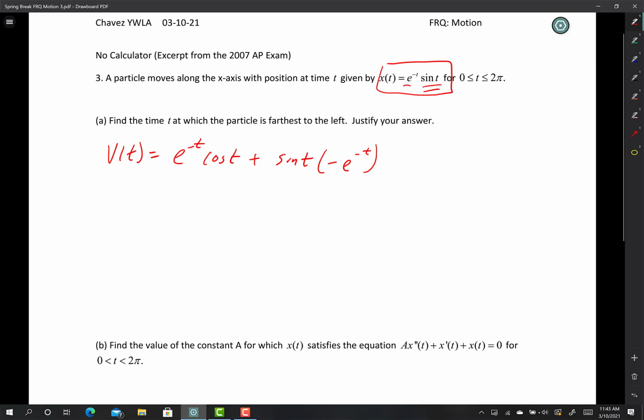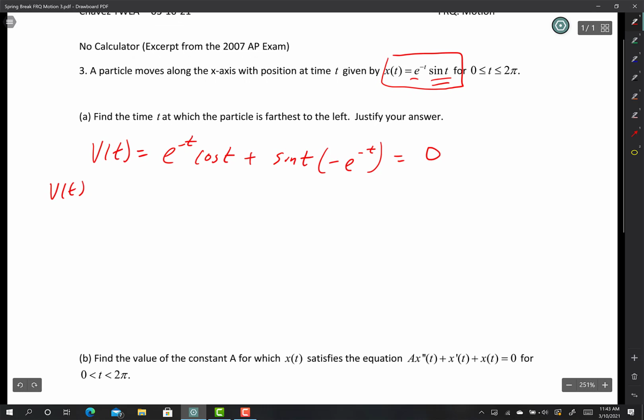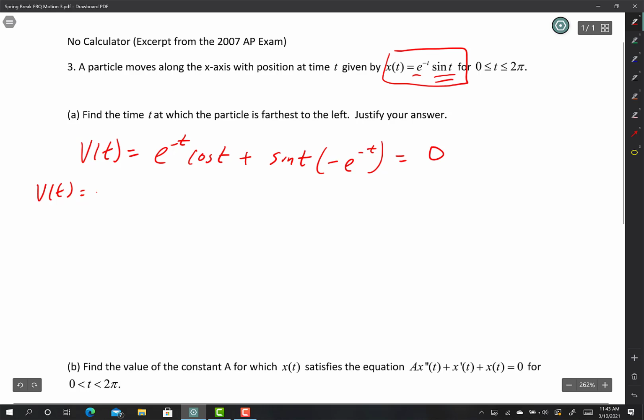So there it is. I need to find my critical numbers, so I need to set that equal to 0. So here is how I look so far. v of t equals e to the negative t cosine t minus, and I'm going to bring that e to the negative t to the front here, e to the negative t sine t. I still set that equal to 0. I'm going to factor out an e to the negative t, guys. If I factor that out, I'm going to have cosine t minus sine t.